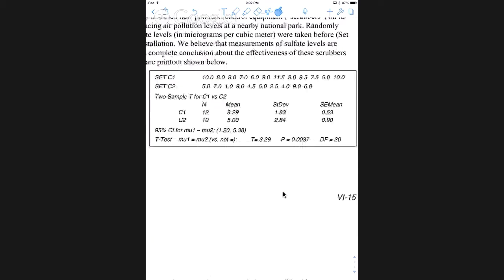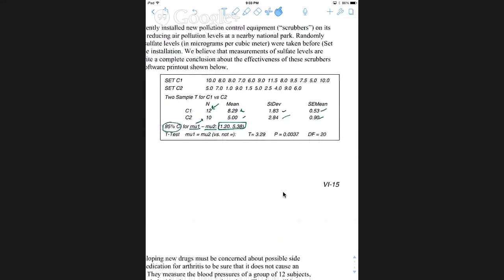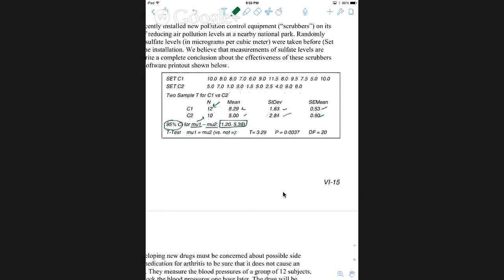Let's zoom in on this box here so we can see this. They have this set of data for C1, C2. They did a 2-sample t-test. The number of elements in C1 is 12, C2 is 10. They give us the mean, the standard deviation, the standard error, and so forth. They gave us a 95% confidence interval for mu1 minus mu2. That confidence interval is both positive, so we're probably going to reject the null hypothesis, whatever that hypothesis may be. So here's our null hypothesis.